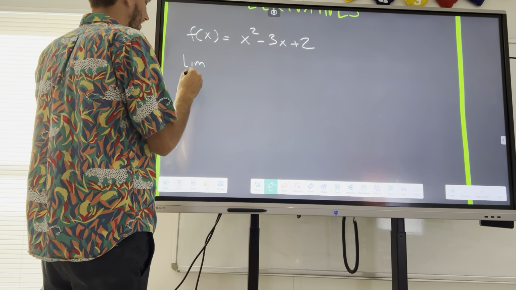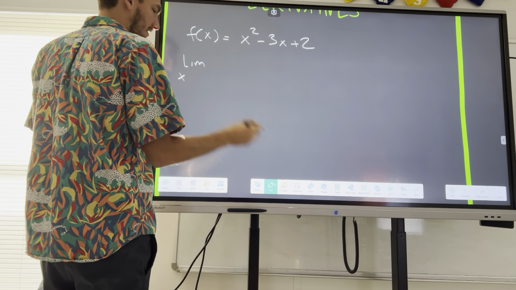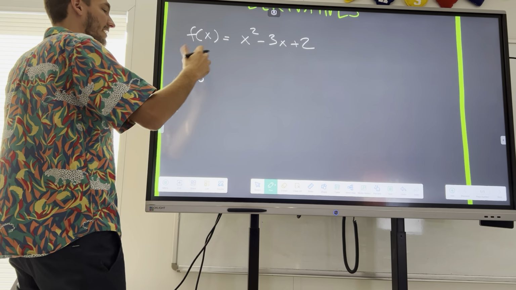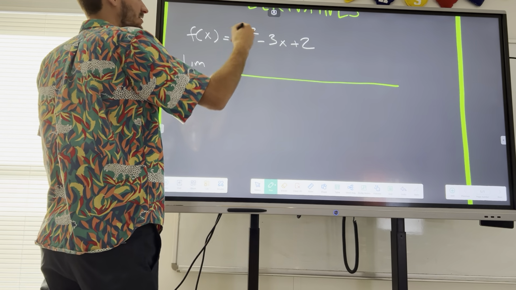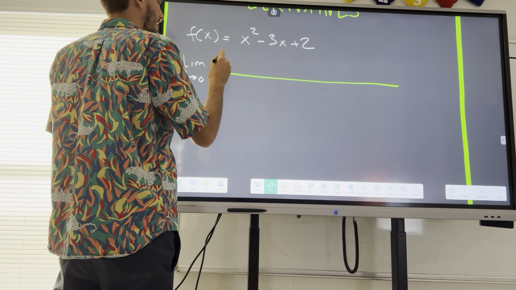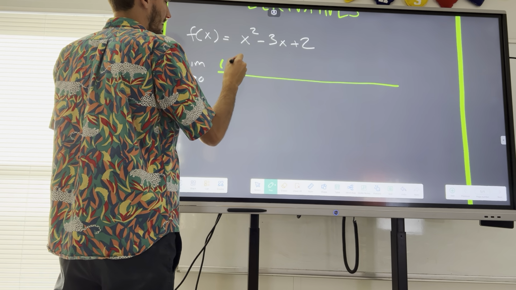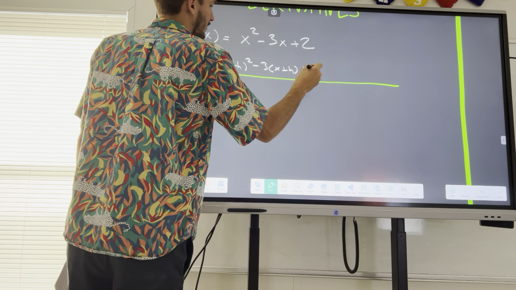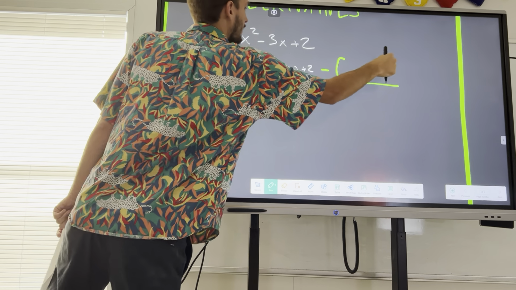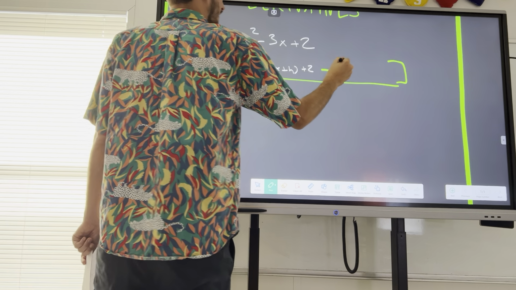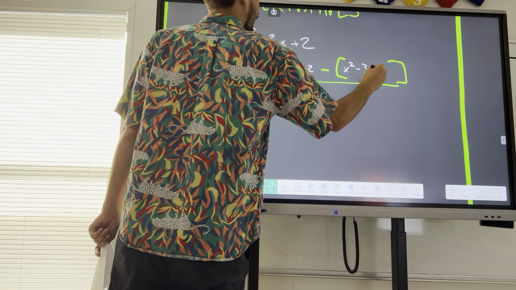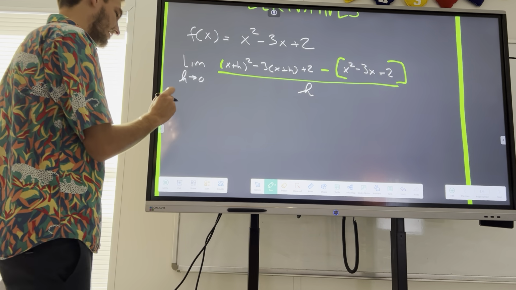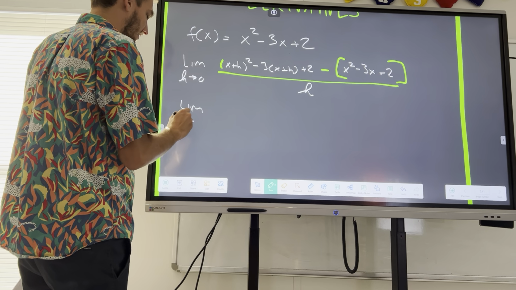Let's do the limit as h goes to 0 of f of x plus h, so we're going to plug in x plus h for all the x's first, so that would be (x plus h) squared minus 3 times (x plus h) plus 2. Then we're going to subtract just a plain old f of x, x squared minus 3x plus 2, and we're going to divide that by h. We need to do a little bit of simplifying, maybe more than a little bit.